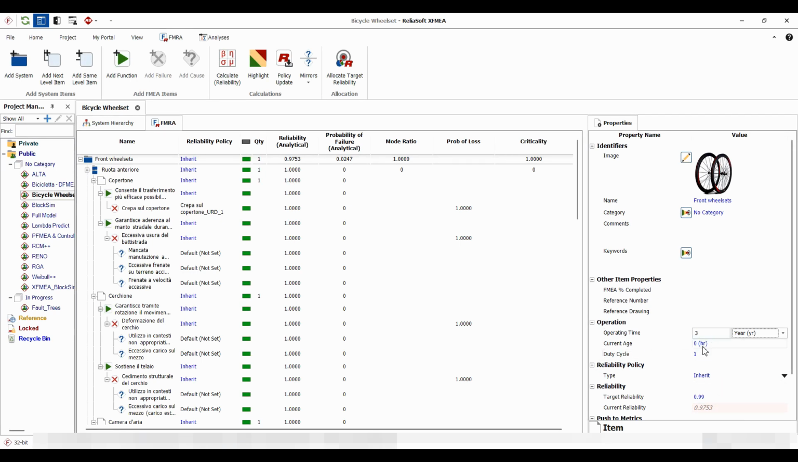The current age we leave at 0, so in other words, our system is assumed to be new. And the duty cycle we leave as it is at 1. We assume we are not inducing any acceleration or deceleration on our system.